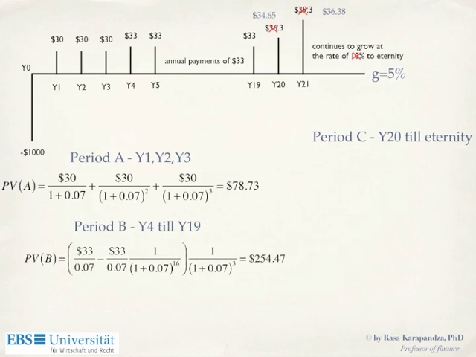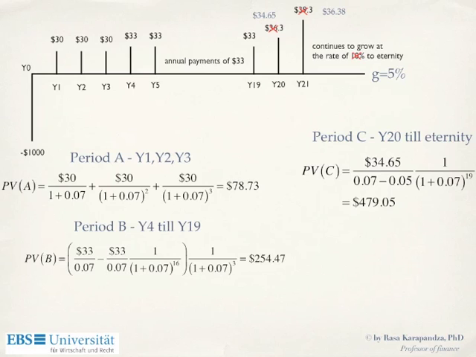How much? Well, from the perspective of year 19, this looks like a constant growth perpetuity. What does it mean? It means that we can use the constant growth perpetuity formula to determine how much this is worth in year 19. So how much is this worth in year 19? The constant growth perpetuity formula tells us C1 over R minus G. So in year 19, this would be 34.65 divided by 0.07 minus 0.05. This many dollars. How much is that worth today?